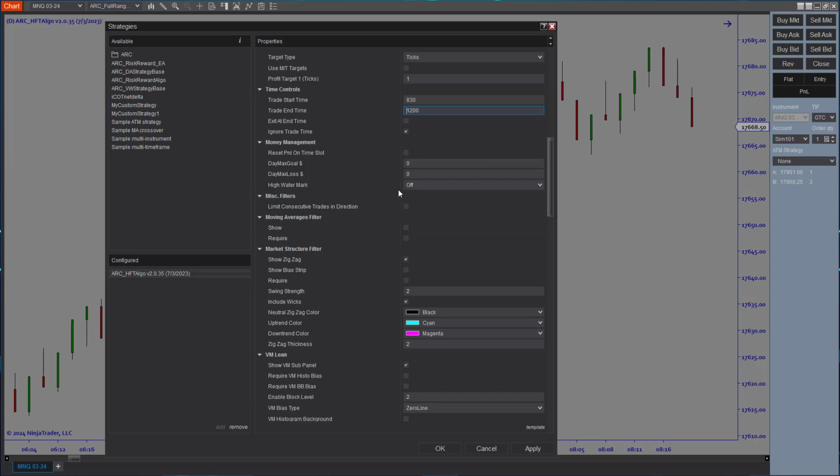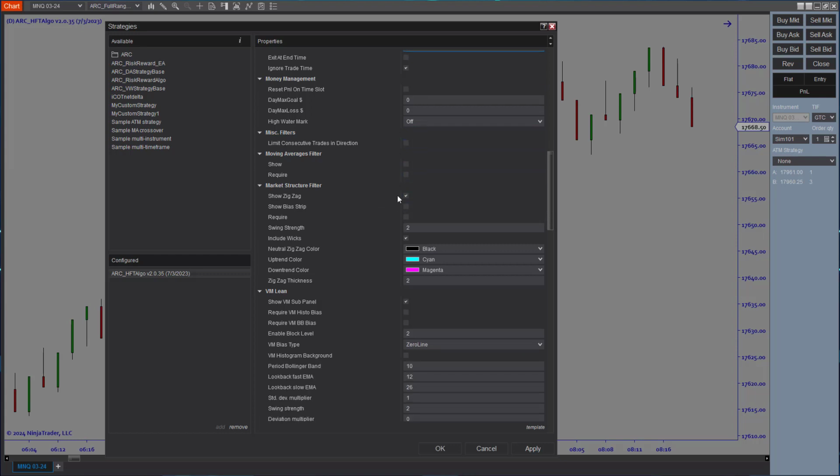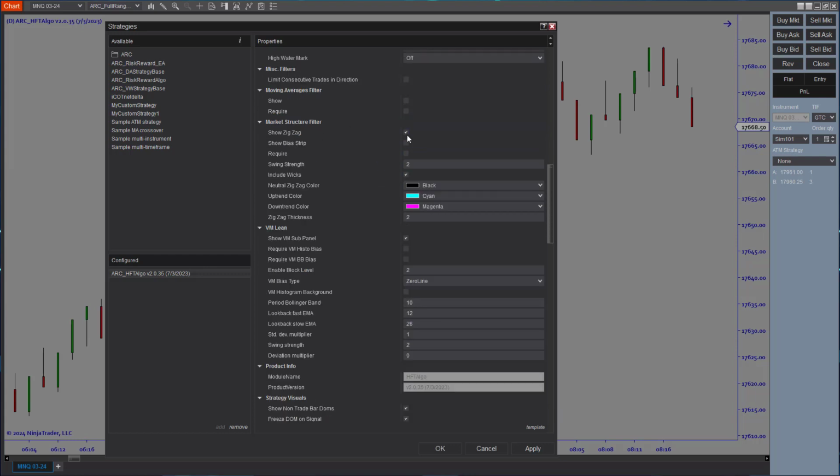Limit trades in one direction. I'm not going to do that yet. Moving averages, don't care. Zigzags definitely care. Swing strength I have set to 2. Now I don't have it set to required because I want to see all the orders, but this is something that I'm going to be looking at.